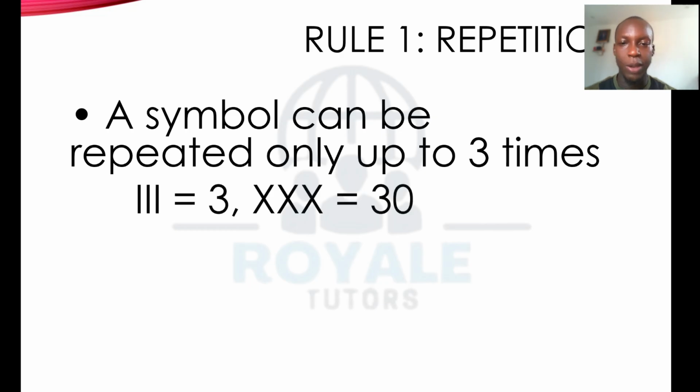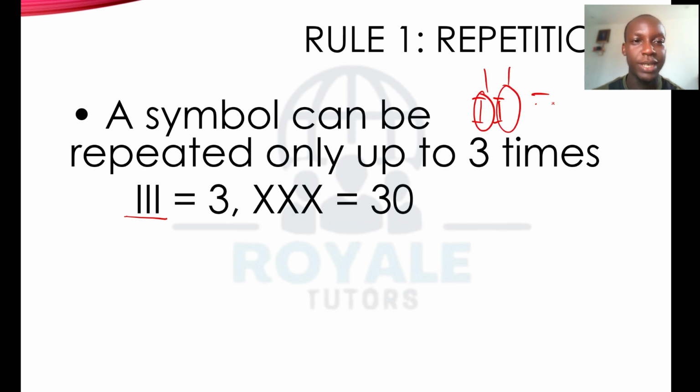Let's go on. That's why we have III as 3. Ask the question the other time: since this is 1 and this is 1, am I going to bring them together as 11?